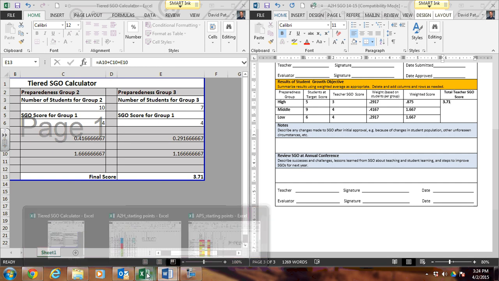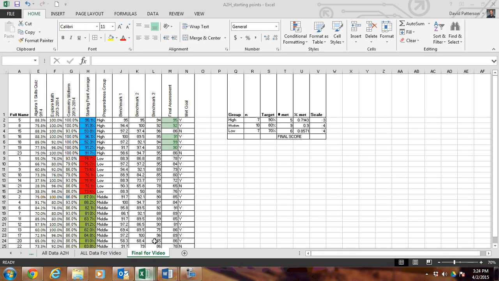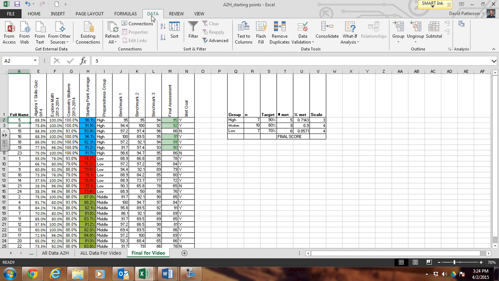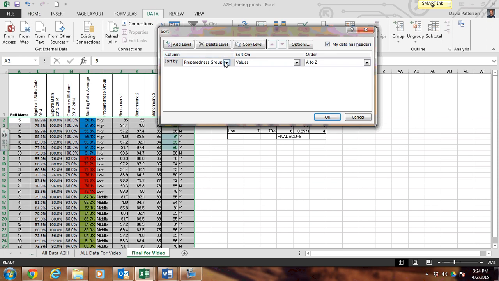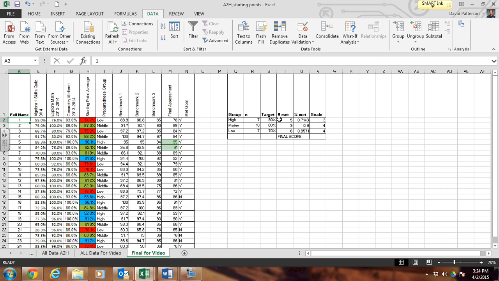Now, if I wanted to come back and just clean it up again, because keeping these documents set up like this, where it's organized by preparedness group, might not be the best way you want to do it. So if you want to just sort it by last name again, go back to data, sort, and you want to sort by full name, smallest to largest. In this case, because I have numbers, it's smallest to largest. Yours will say A to Z because you'll have names there. And then I have it in there, and I'm pretty much done with my SGO.